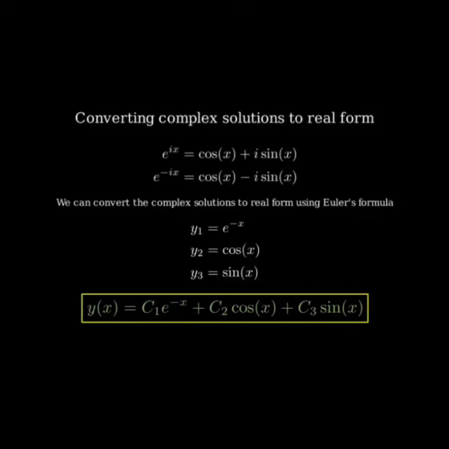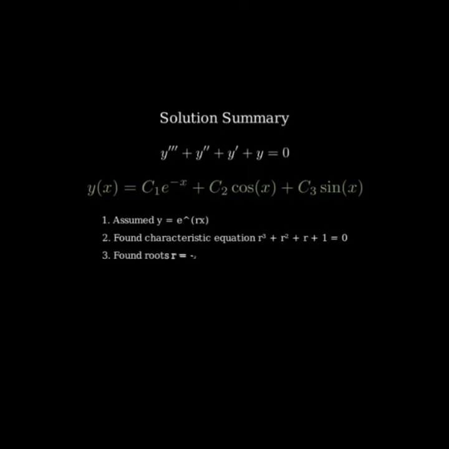e^(ix) = cos x + i sin x, and e^(-ix) = cos x - i sin x. This gives us three real basic solutions: e^(-x), cos x, and sin x. The general solution is therefore y = c1 e^(-x) + c2 cos x + c3 sin x, where c1, c2, and c3 are arbitrary constants.